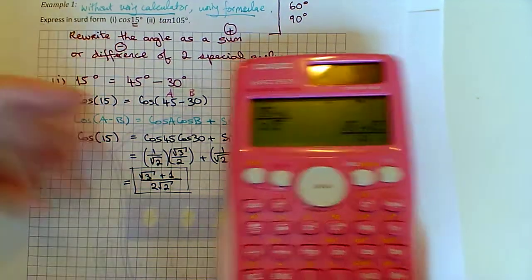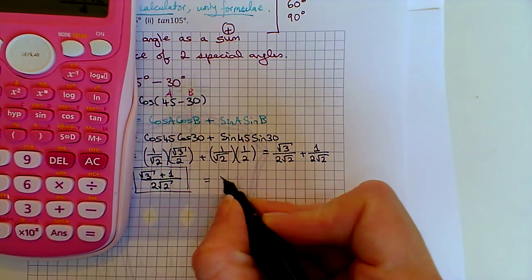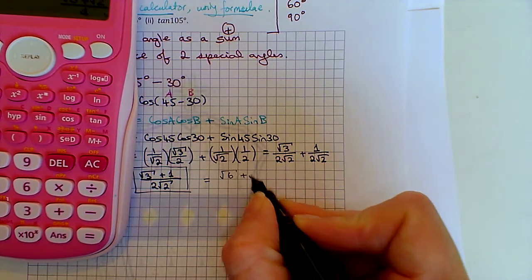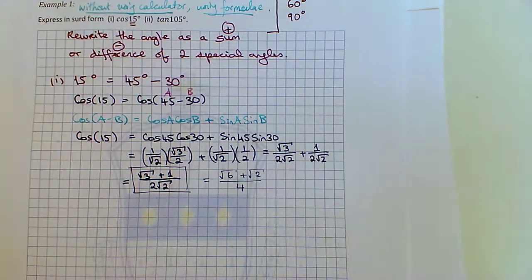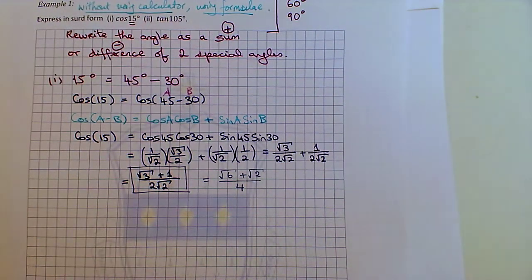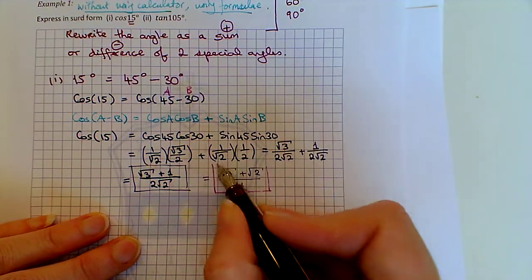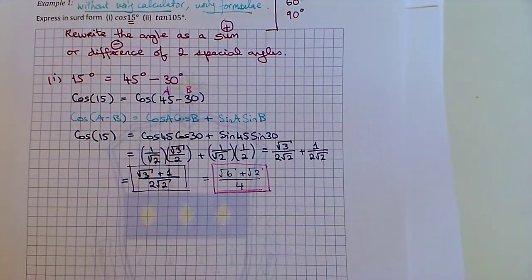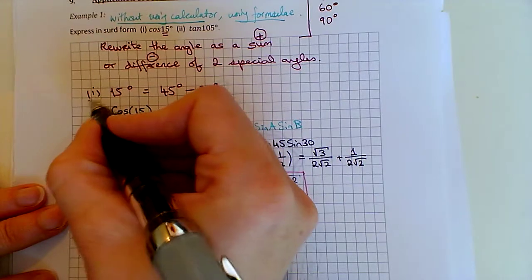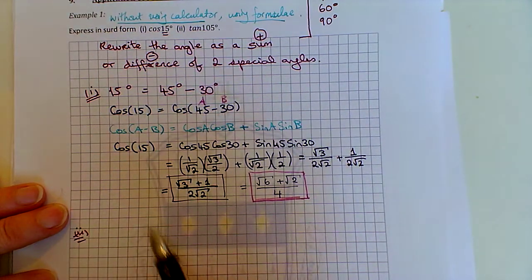And that changes to root 6 plus root 2 over 4, which was the same answer that we got when we typed this into our calculator initially. So we're confident that we've done this correctly when we get that same answer. Okay, then for part 2, we're doing tan of 105 degrees.